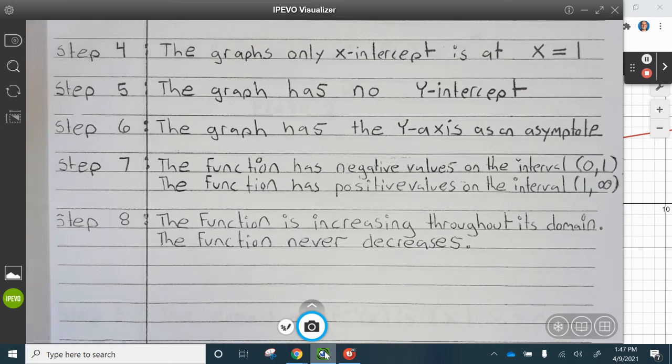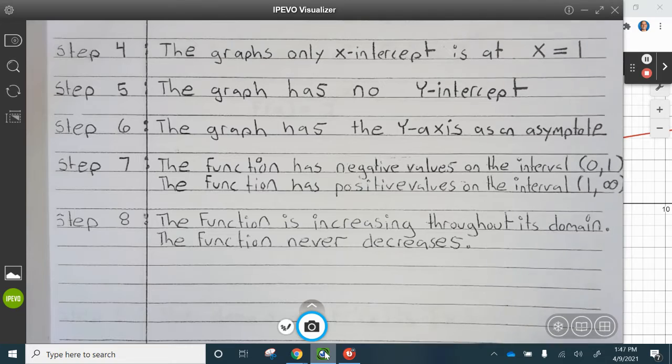Okay, step 4. The graph's only x-intercept is at x equals 1. Step 5. The graph has no y-intercept. Step 6. The graph has the y-axis as an asymptote. Step 7. The function has negative values on the interval 0 to 1, and the function has positive values on the interval 1 to infinity. Step 8. The function is increasing throughout its domain. The function never decreases. All right.